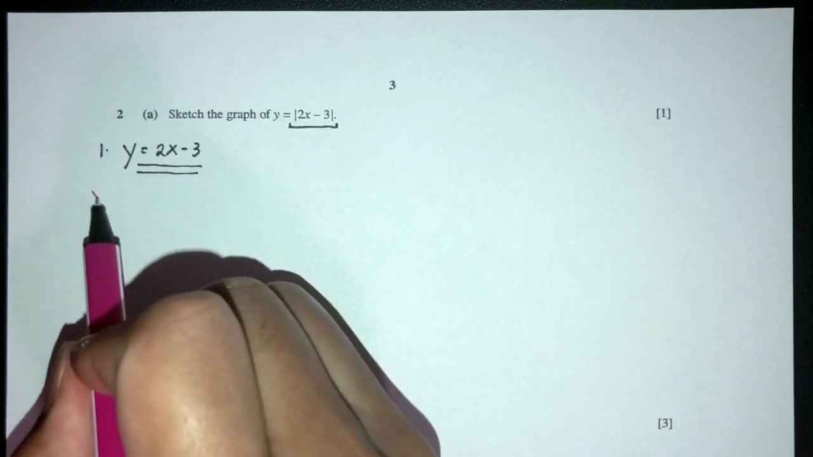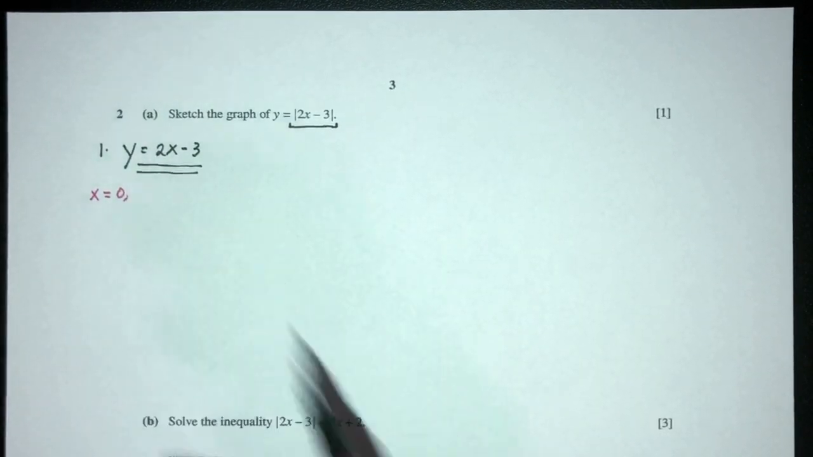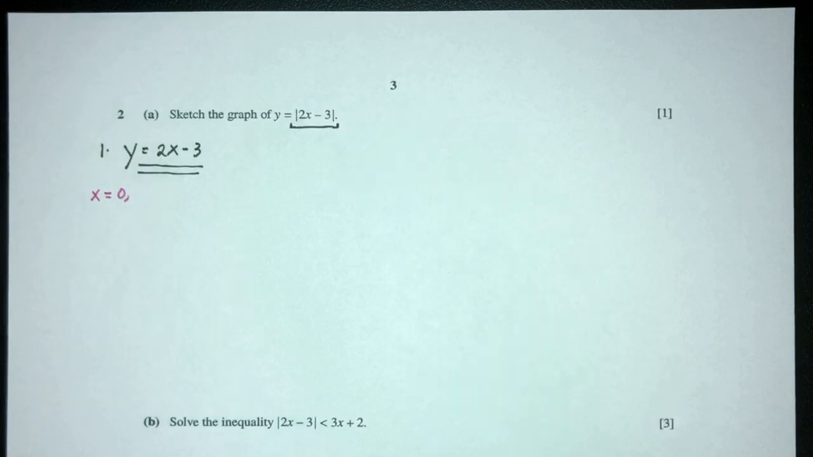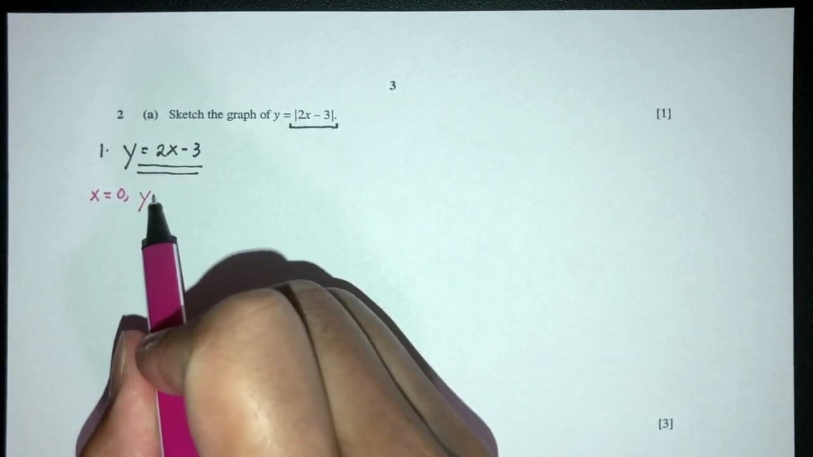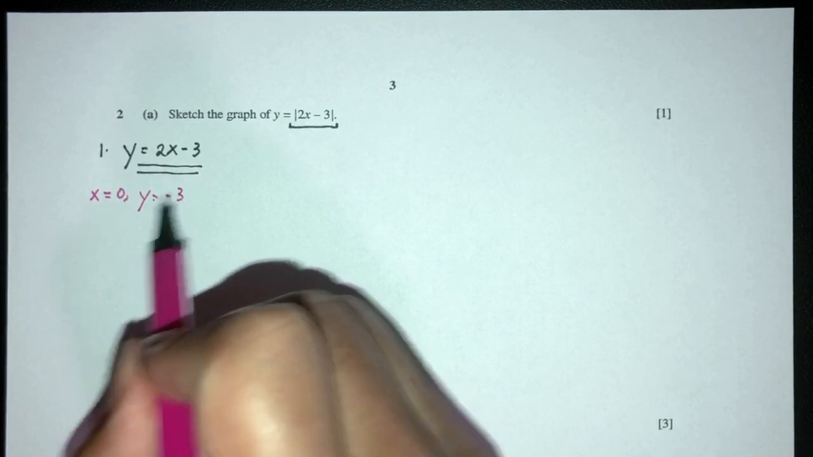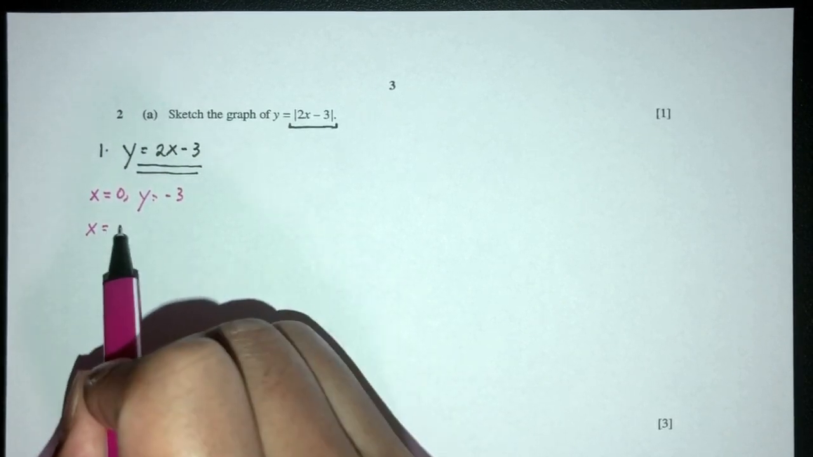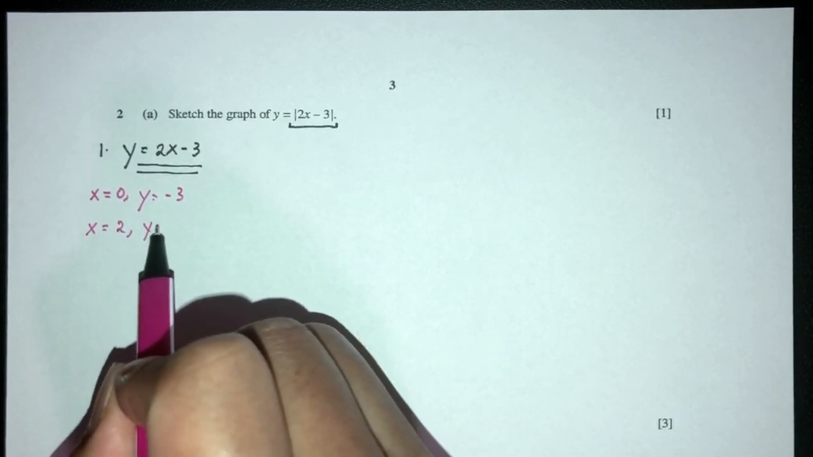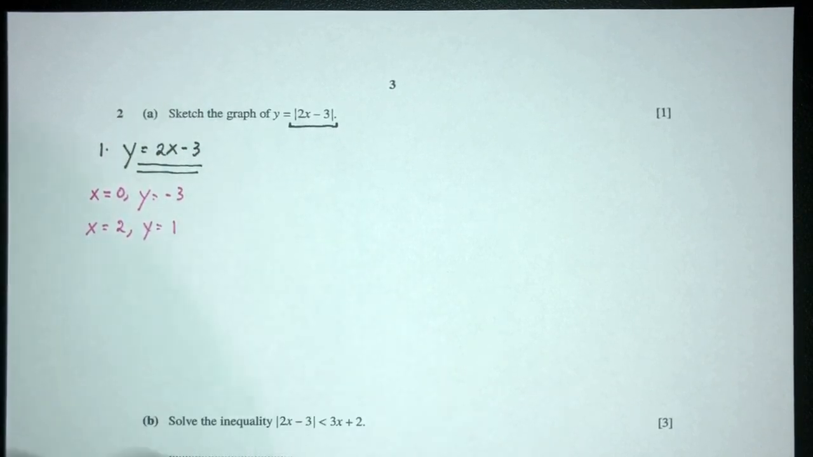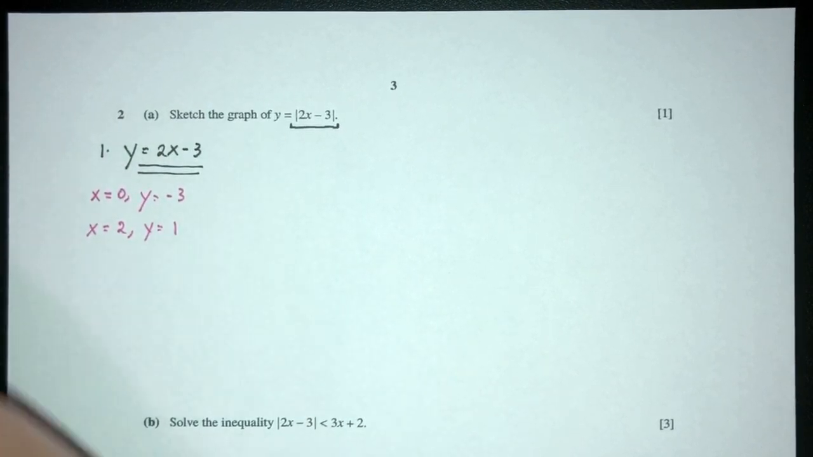Now let me choose the value of x to be 0. You can choose any value of x that you want to, as long as it's easy for you. It's up to you. Y will be 0 minus 3, which is minus 3. Now I will choose x equal to the value of 2, for example. Y will be 4 minus 3, which is 1. So now we have our passing points.